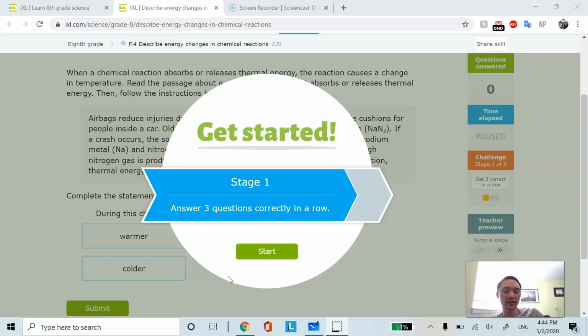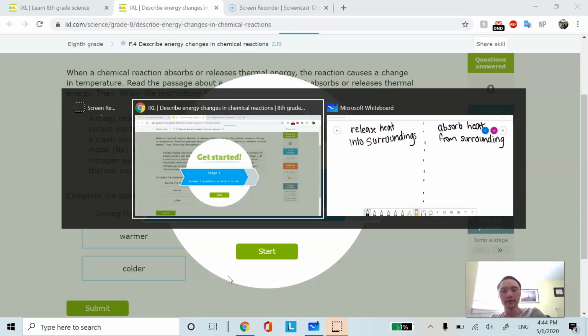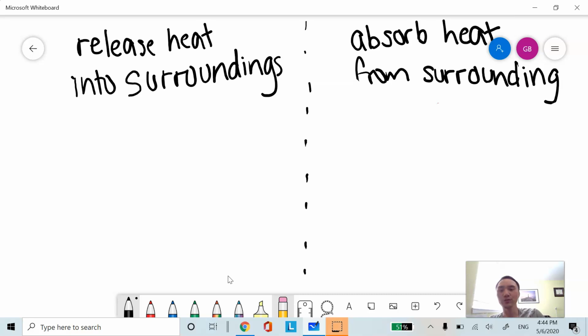Before we officially get this started, I want to go over some of the word choice that the IXL content creators use in these paragraphs, just to make it a little bit easier to understand. So let's go over some word choices that they use. The main things that they say a lot are the phrases release heat into surroundings and absorb heat from the surroundings. Quick overview of what those two things are.